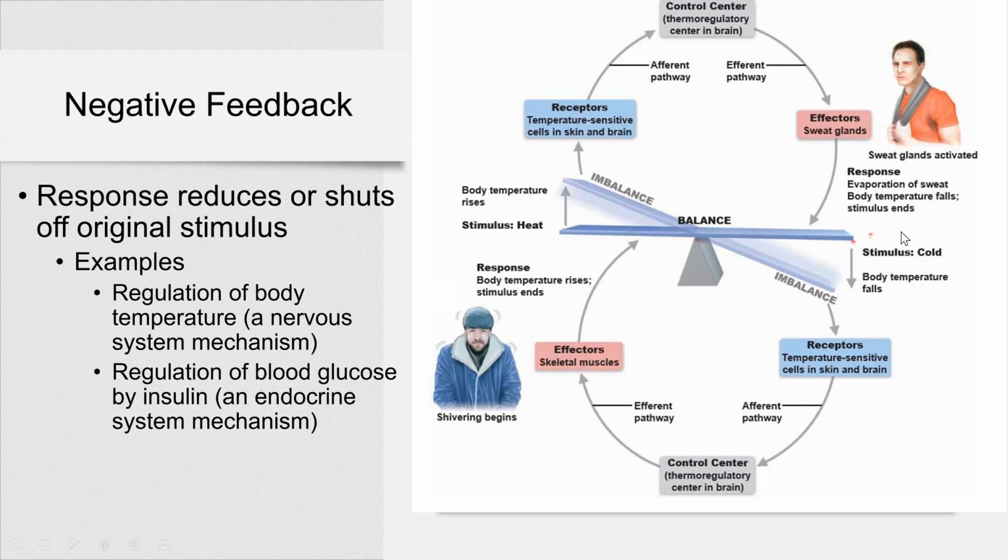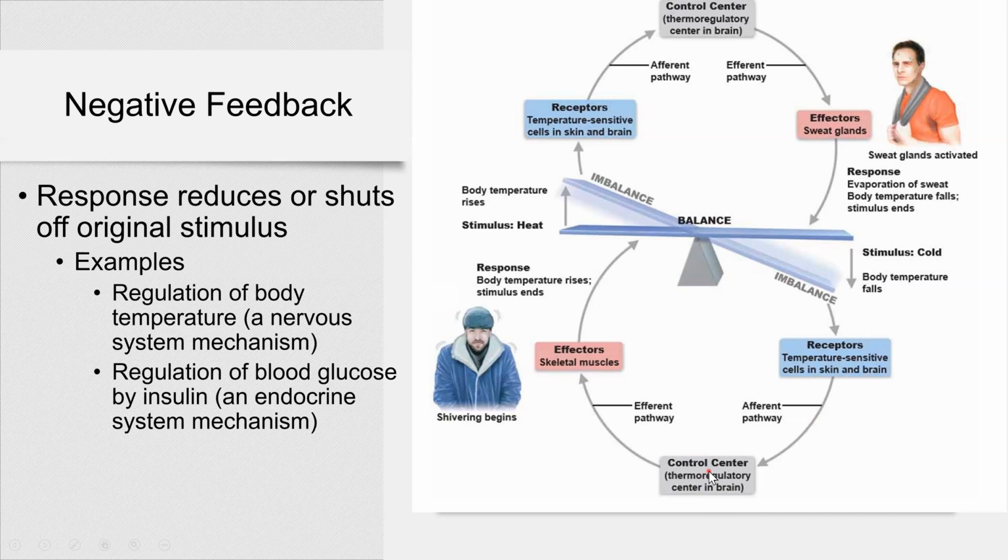But the stimulus can be cold. Now, when body temperature falls, you're also out of balance. You have, again, your receptors, temperature sensitive cells in skin and brain. They send the message through the afferent pathway to your control center, the thermoregulatory center in the brain.